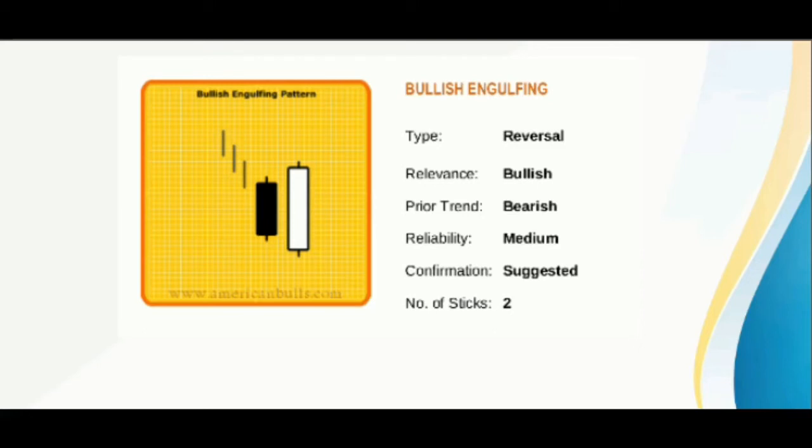This pattern is recognized in a market in a downtrend. Then we see a small black body. The next day we see a white body that completely engulfs the black real body of the preceding day.